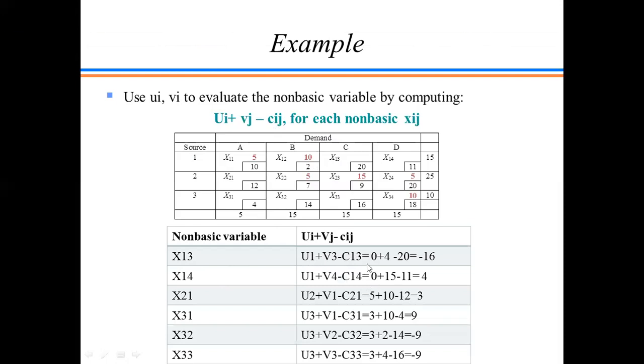Here, the value of u1 is 0, v3 is 4, plus 4, then minus 20. You can see from here, 1, 3, 20, this one, the cost. So minus 16. You do also until x33, and this is the result. Okay, from this, we can check the optimality condition, whether the optimality condition is satisfied or not.